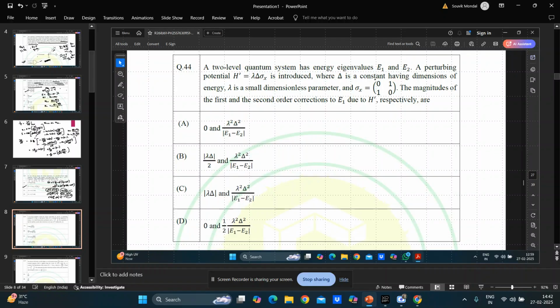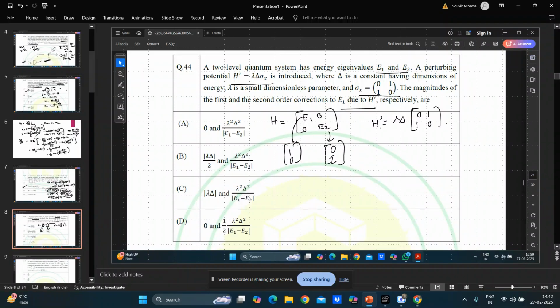This is the next question. Okay, so you have a two level quantum system with energies E1 and E2. The perturbing Hamiltonian is of this form, where sigma is the Pauli matrices, and we want the magnitudes of first and second order corrections to E1 due to H prime. So you have some Hamiltonian H that is of the form E1 0 0 E2, and your perturbing Hamiltonian has the form lambda delta into 0 1 1 0, right? So E1 has energy eigenvector say 1 0, and E2 has say energy eigenvector 0 1, right?